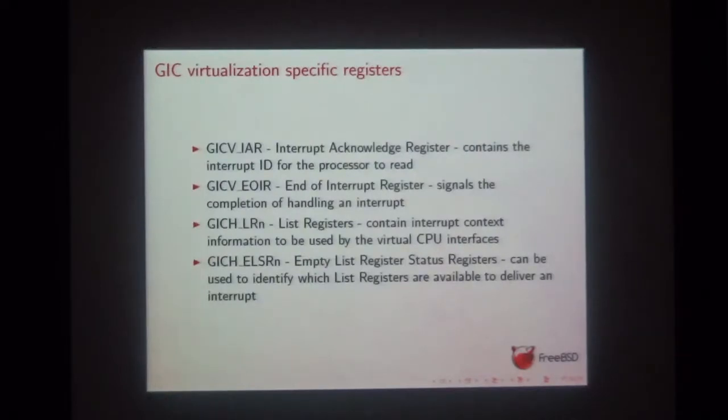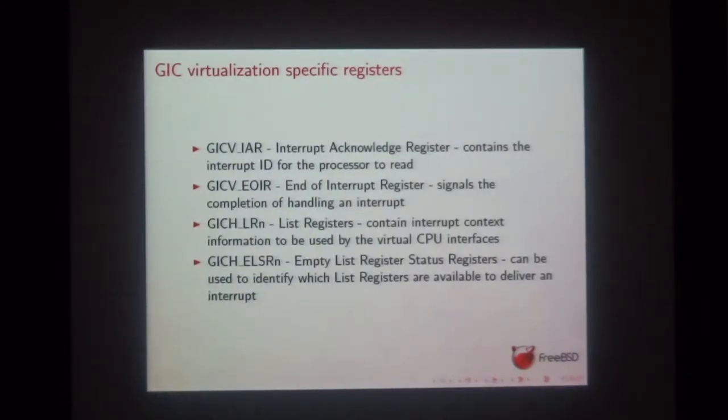Further, we have the GICH. H comes from the hypervisor. These are the registers that are used by the hypervisor to manage the CPU virtual interface, basically. These registers contain interrupt context information to be used by the virtual CPU interfaces. The virtual CPU interfaces must offer to the guest the interrupt number that needs to be acknowledged or treated. The list register is the place where it stores the interrupt numbers. Basically, in that list register you have the number of the interrupt and, as far as I remember, the CPU where it is to be delivered.